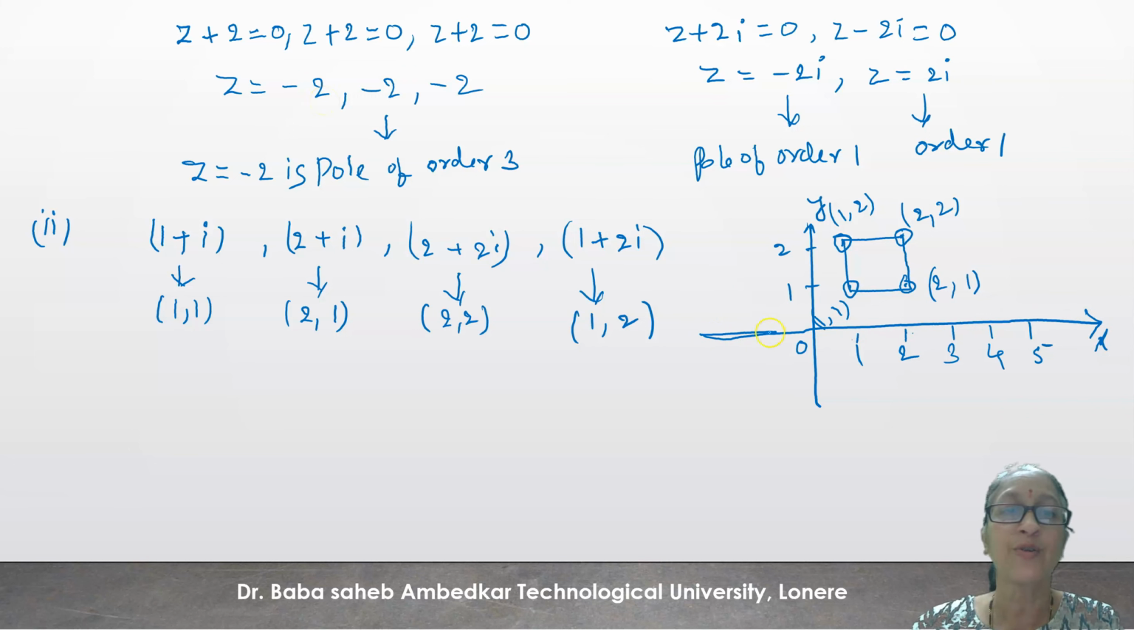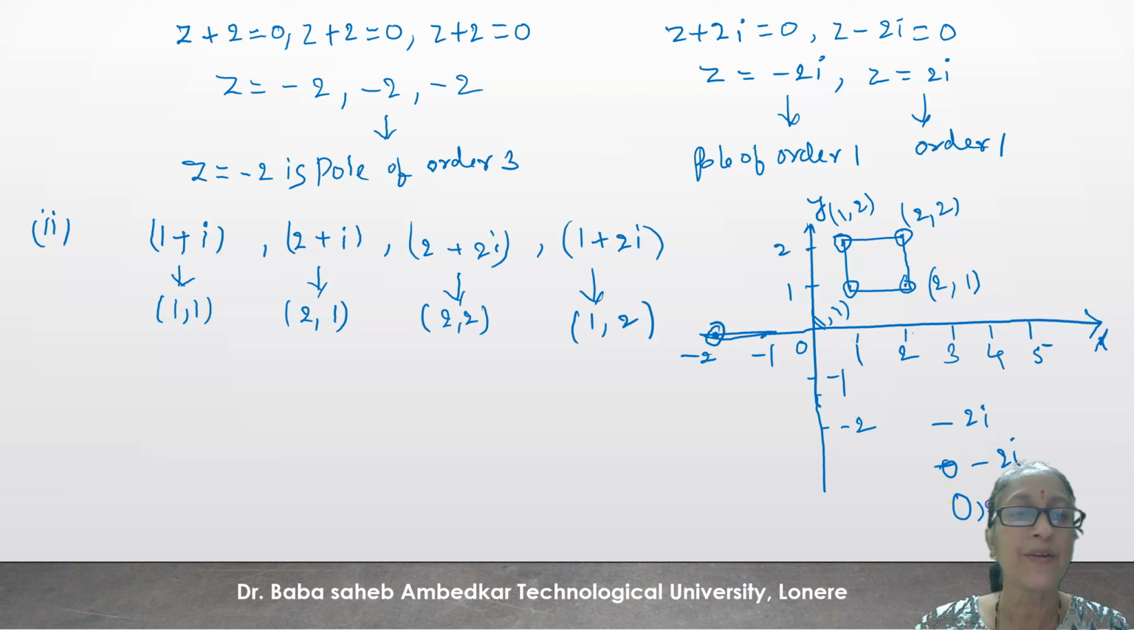minus 2. Where is minus 2? Here this is minus 1 and here this is minus 2. This is minus 2. And the next one is minus 2i. Minus 2i is an imaginary value. So you can write minus 2i as 0 minus 2i. What does it mean? Here x value 0, y value minus 2. So minus 2i means 0 minus 2. Plus 2i means 0 plus 2.